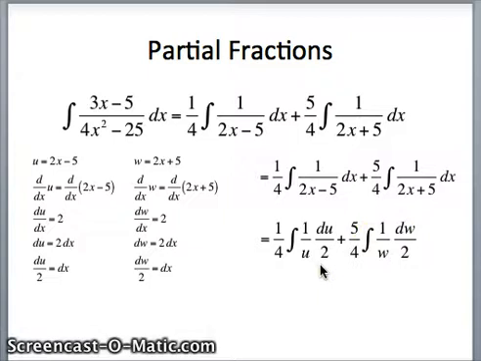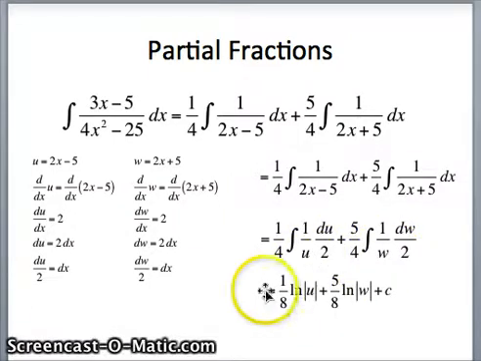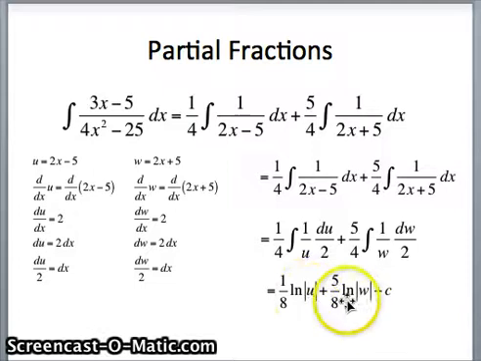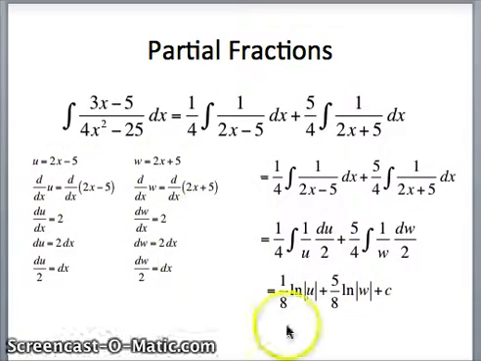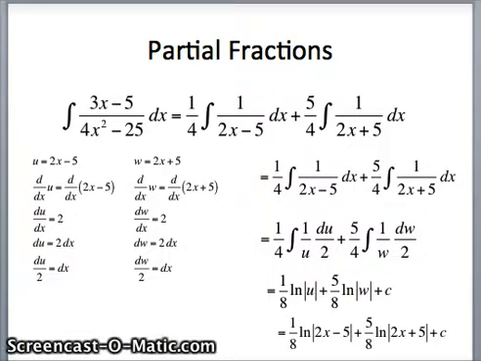But integral of 1 over w is log absolute w. Integral of 1 over u is log u, absolute value, of course. So 1/8 log absolute u plus 5/8 log absolute w plus c. Last thing I have to do is substitute the u and the w. u is 2x minus 5. w is 2x plus 5. Plug those in, and we get 1/8 log absolute 2x minus 5 plus 5/8 log absolute 2x plus 5 plus c. And that will conclude this example.